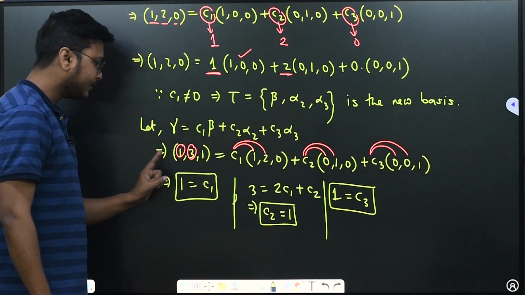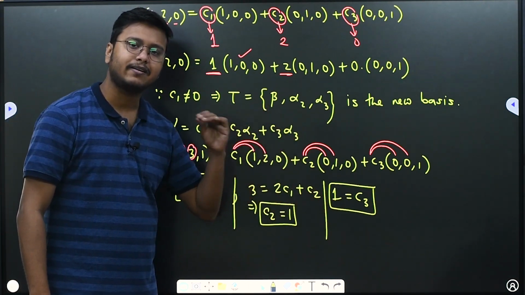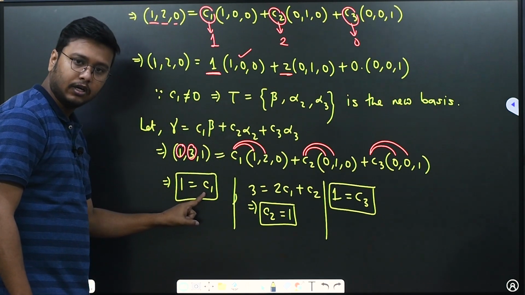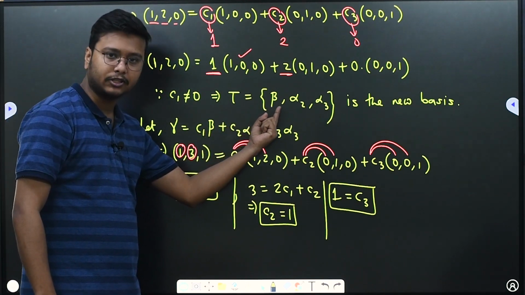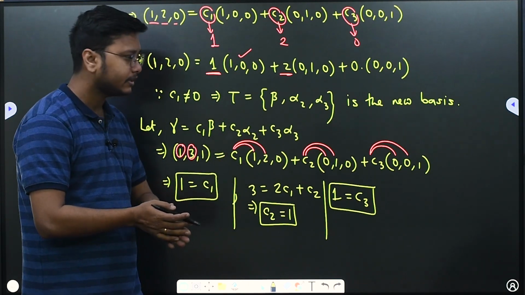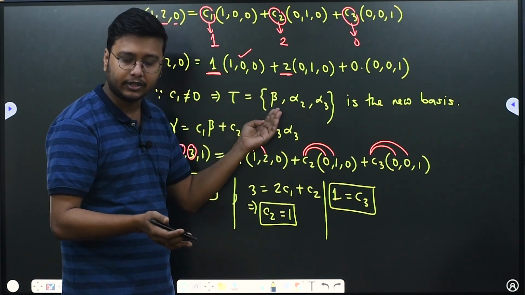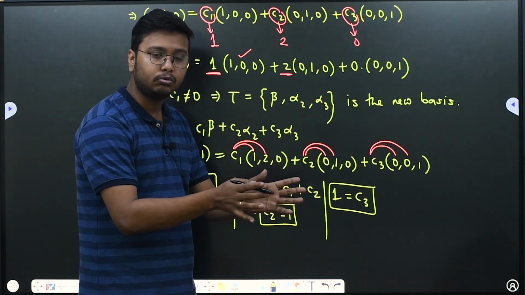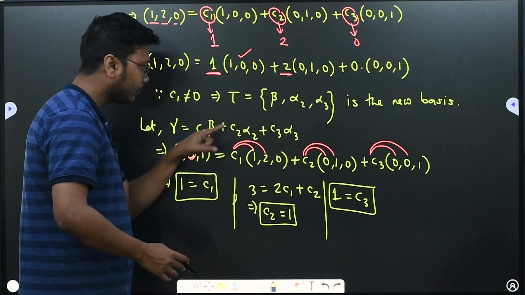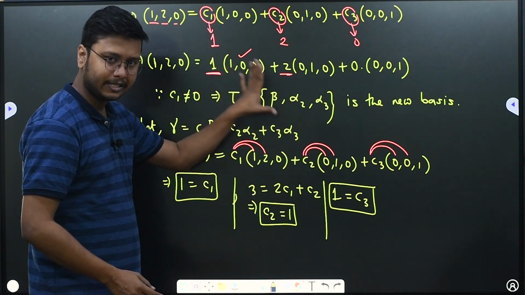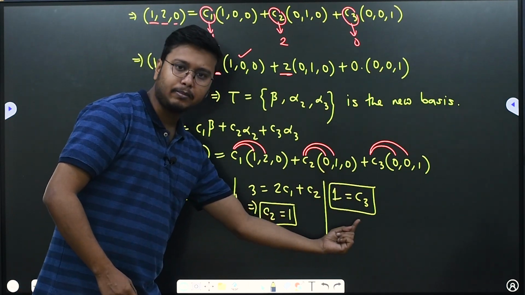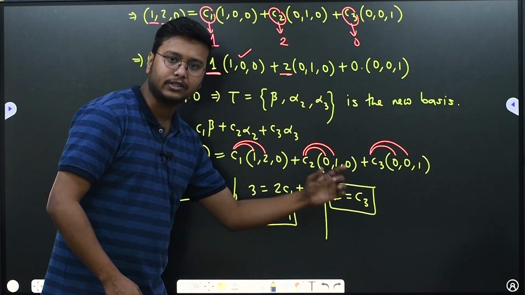Now you can see all the constants are non-zero, so I can replace any one of them. Obviously you don't want to replace the element corresponding to C1, the first element, because if you replace beta, then it does not serve the purpose. Gamma will be in the picture but beta will not be there. We need to keep both beta and gamma in the new basis. That's the requirement of the question. So I'm not going to replace corresponding to C1. I want to replace alpha 2 or alpha 3, and I can replace either because both their corresponding constants are non-zero.